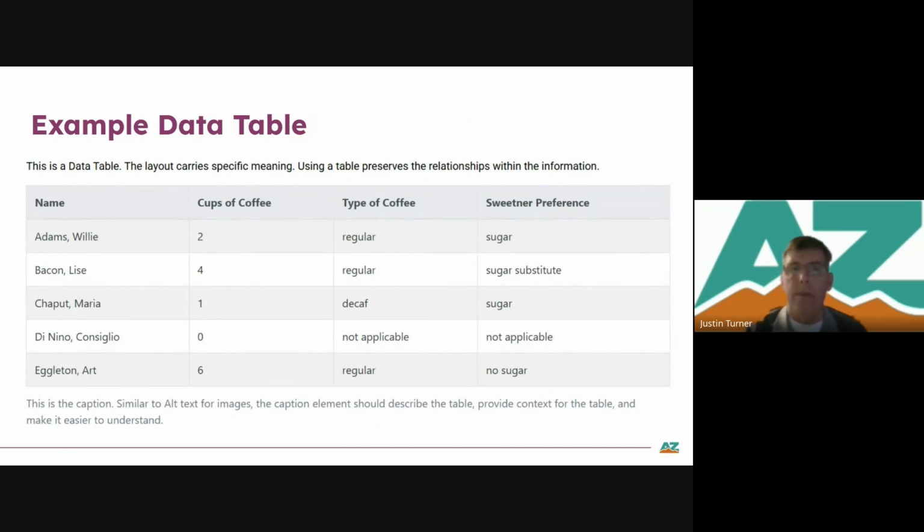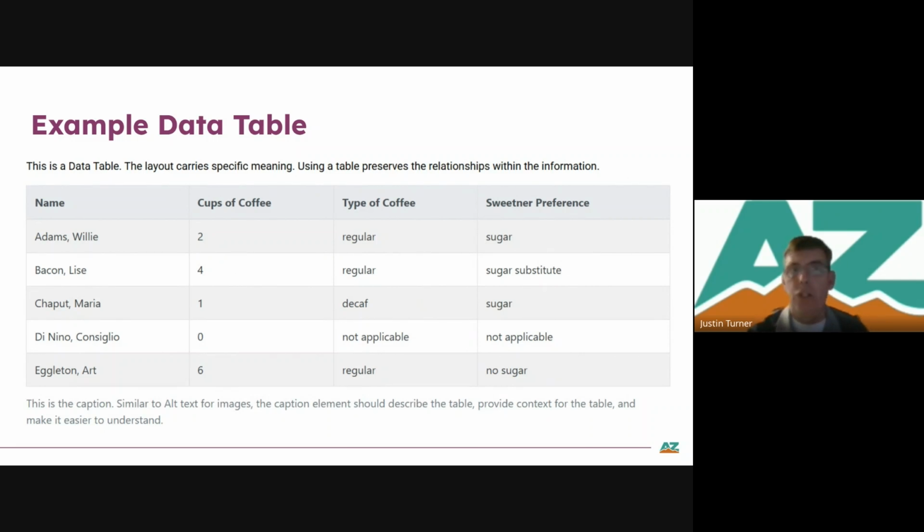This is what we mean when we talk about a data table. A table where the structure and relationships actually communicate some meaning. The chart or table that we see before us, if I were to move Willie Adams' name into the third column, he would no longer be a person. Willie would now be a type of coffee. So by moving that information into different columns, it actually changes the meaning. So that's one indication that it's a data table.